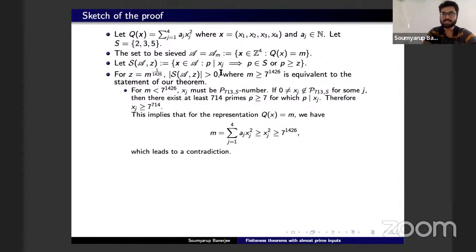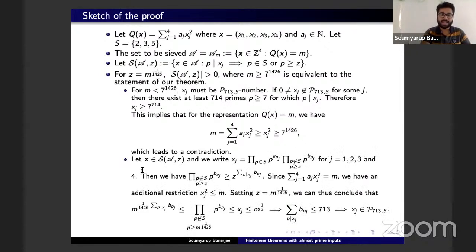Like, why this is sufficient to prove that mod SSZ is bigger than zero for Z equal to this and M is bigger than this. Okay. So let X belong to SSZ, where X is a vector and we write each individual term Xj as the product over P belongs to S of P to the power APJ times the product over P not belonging to S and P bigger than or equal to Z of P to the power BPJ, because X belongs to SSZ, right? So X must satisfy this condition also, that P belongs to S and P does not belong to Z, P bigger than or equal to Z. So from there we can write it in this way.